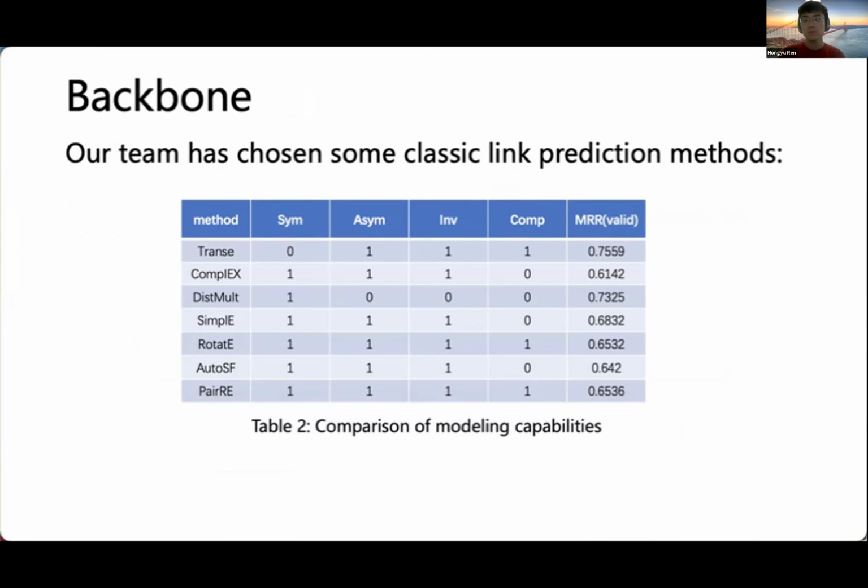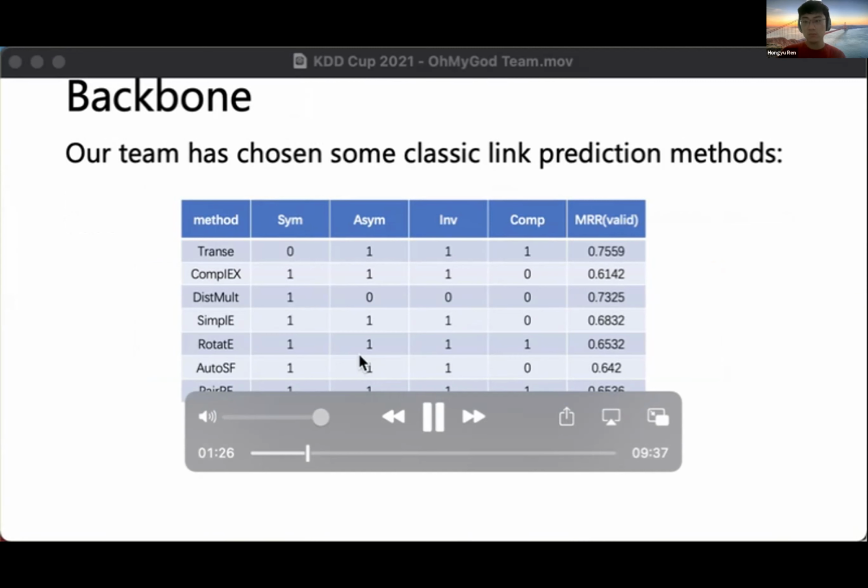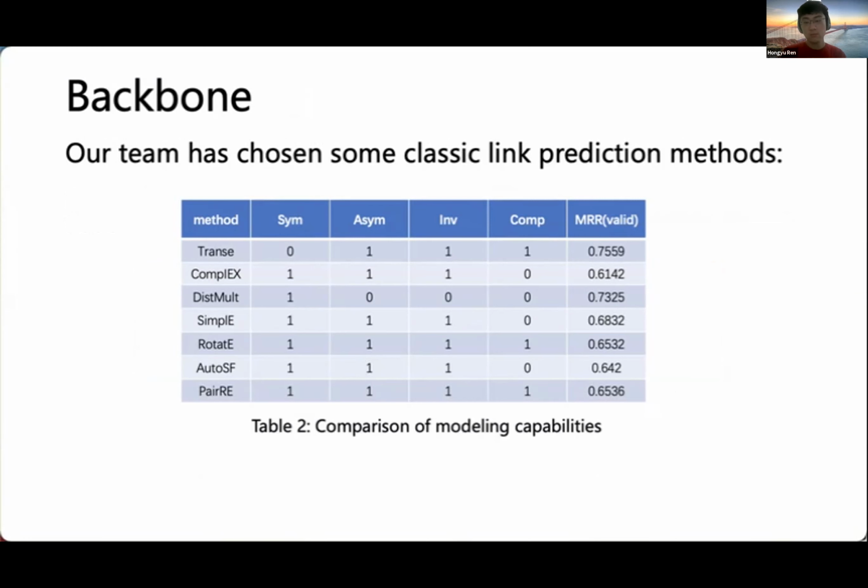Our team has chosen some classical link prediction methods. Table 2 shows the comparison of the modeling capabilities. Results on the valid dataset are obtained with 200 dimensions and 100 negative samples. Considering that the result is not satisfactory, our method has made a lot of improvements.